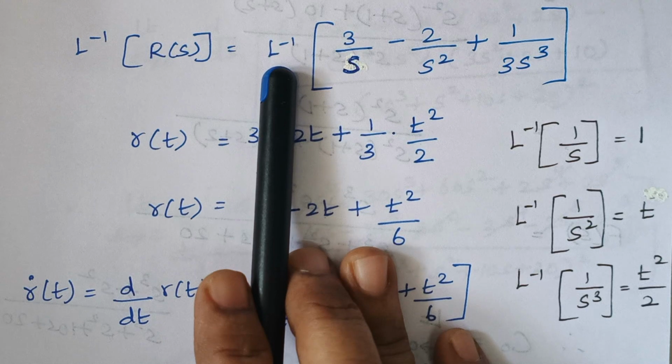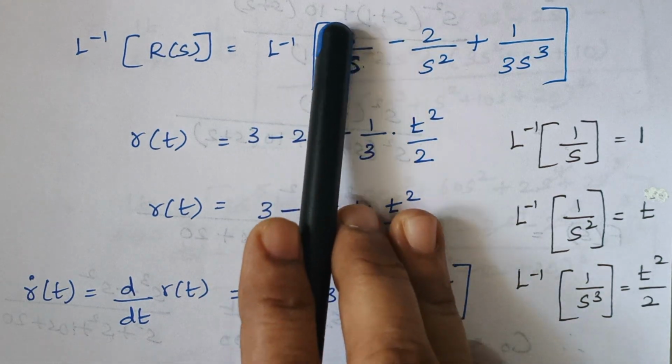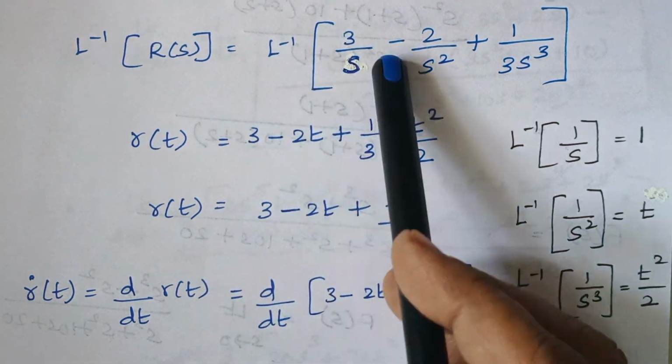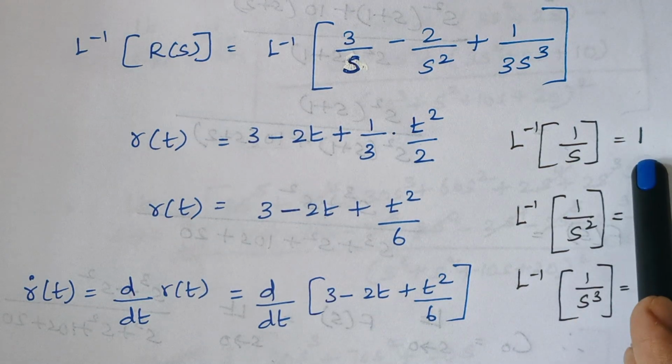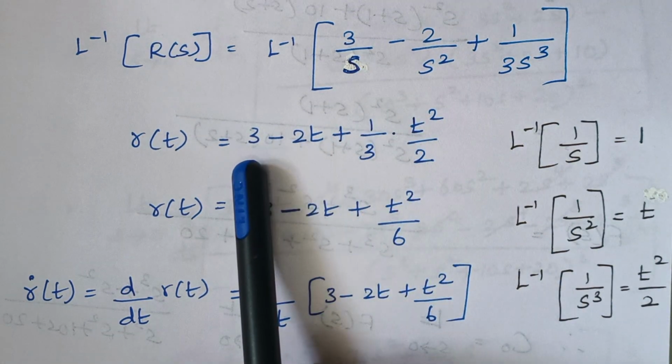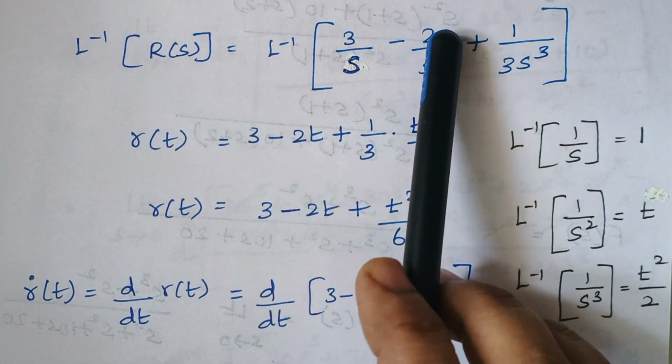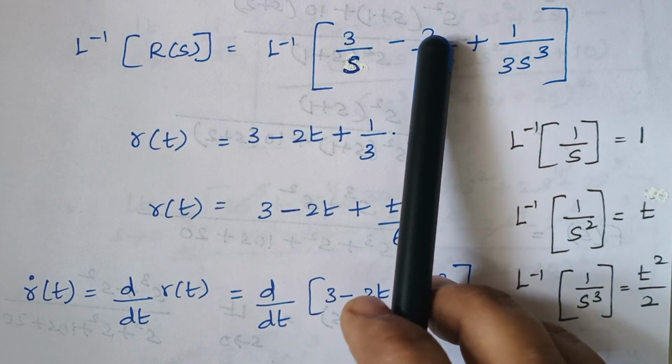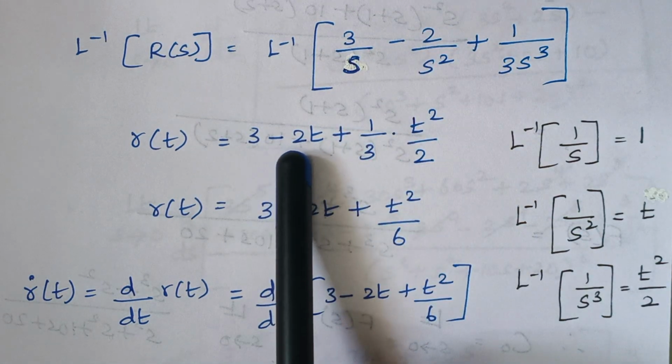So when you take inverse Laplace of 3 by s, 3 remains as such. And what is the value of 1 by s? 1 by s is 1. So 3 into 1 becomes 3, right? Again minus 2 by s square. This 2 is a constant. So write this minus 2 as such here.